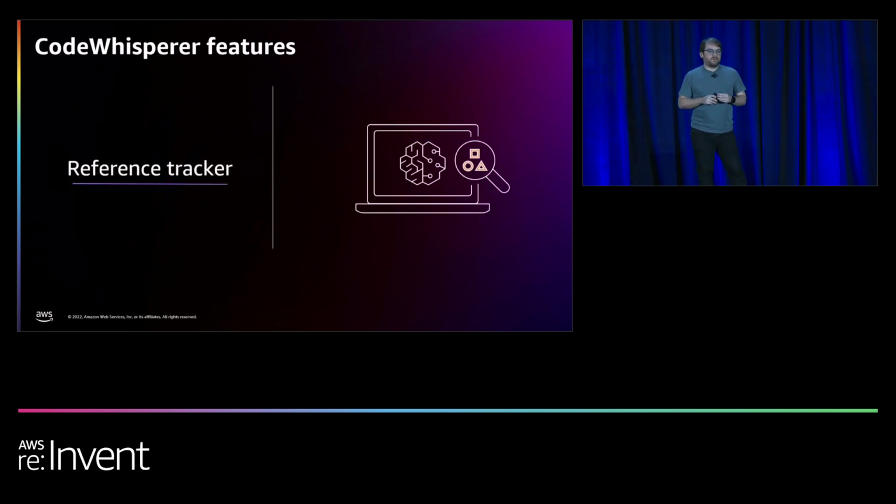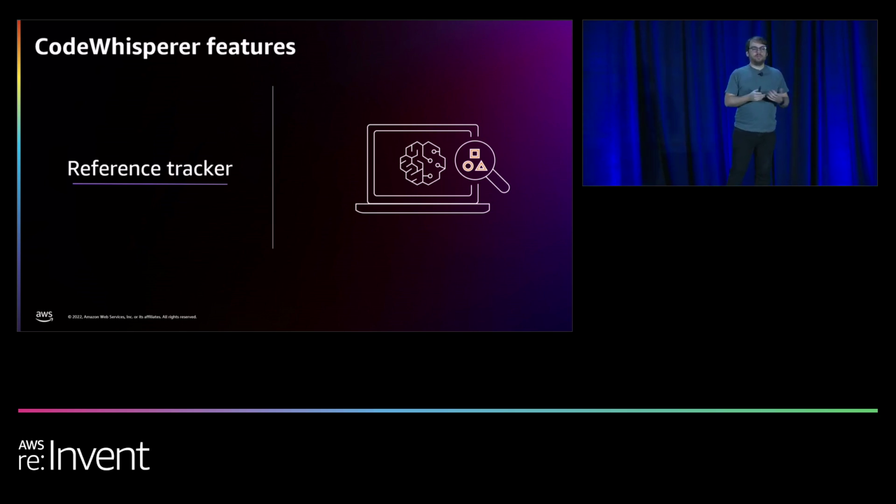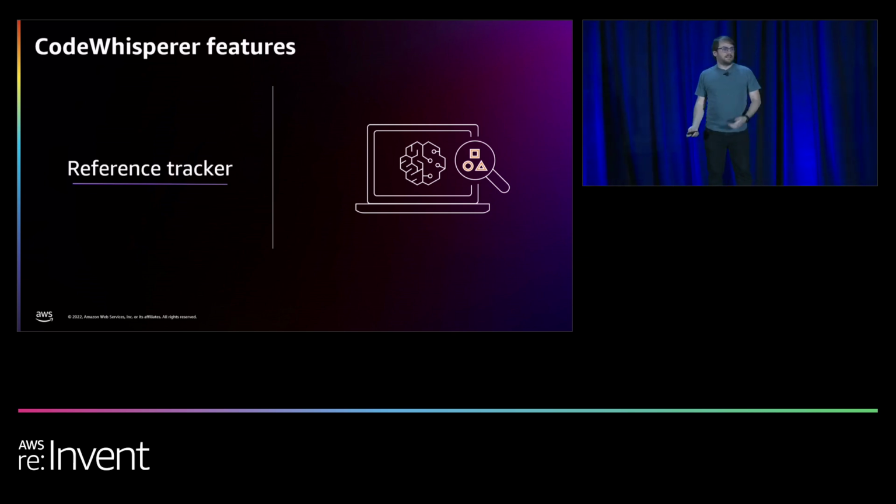CodeWhisperer also comes with a reference tracker so that you have transparency about where exactly that code came from. The way the reference tracker works is once it detects that a piece of code recommendation CodeWhisperer is about to give you is similar to training data that we use to train our model, it will provide you with that reference. With that reference tracker, the idea is that you can make informed decisions whether you feel comfortable or not using code from that specific origin on that license.